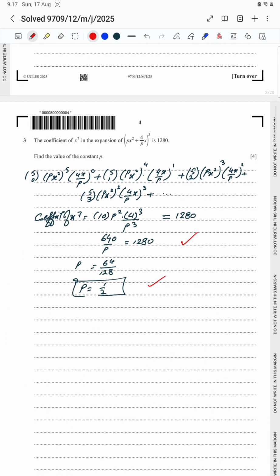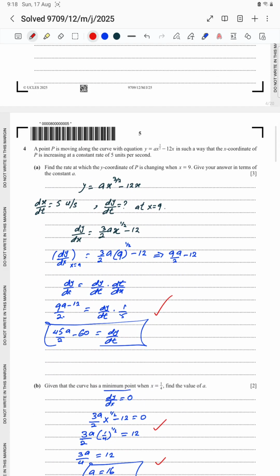And similarly, question 3 is from binomial expansion. The coefficient of x to the power 7 in the expansion of this one is 1280. Find the value of the constant p. Again an easy question. We expand till we get x to the power 7, and the coefficient of x to the power 7 is here, and its simplified form is 10p squared times 4 to the power 3 over p cubed, and that is equal to the number given, 1280. So after simplifying, we get the result p is equal to 1 by 2. Simple case. 4 more marks for this.